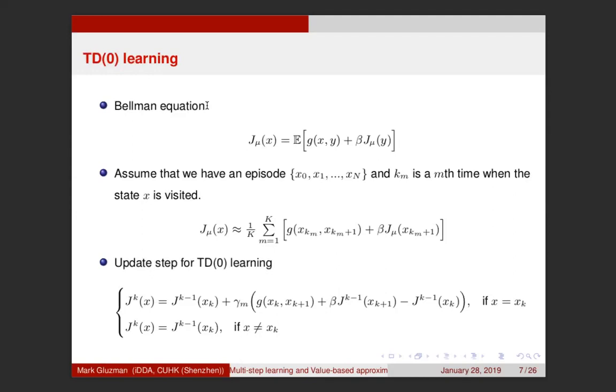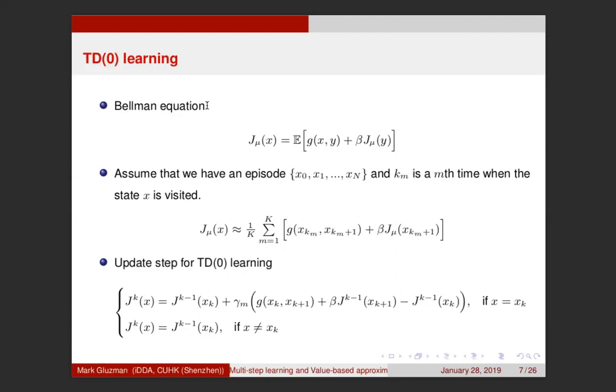Then we can assume that in our episode, state x, the initial state for our system, is visited multiple times, at times km. So in this case, we can also estimate our value function as a sample mean. In this case, we will also need an estimation of g mu x_{km+1}, so the value function of the next step.